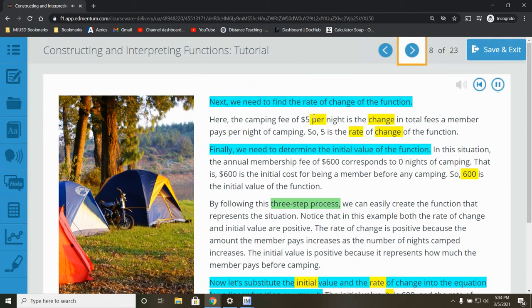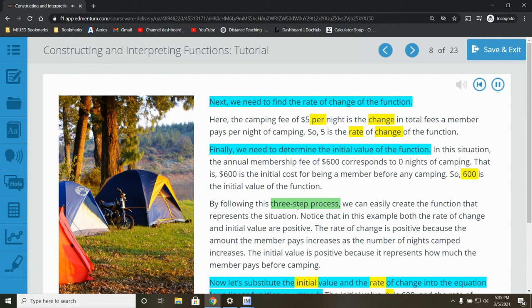Next, we need to find the rate of change of the function. Here, the camping fee of $5 per night is the change in total fees a member pays per night of camping. So, 5 is the rate of change of the function. Finally, we need to determine the initial value of the function. In this situation, the annual membership fee of $600 corresponds to 0 nights of camping. That is, $600 is the initial cost for being a member before any camping. So, 600 is the initial value of the function.